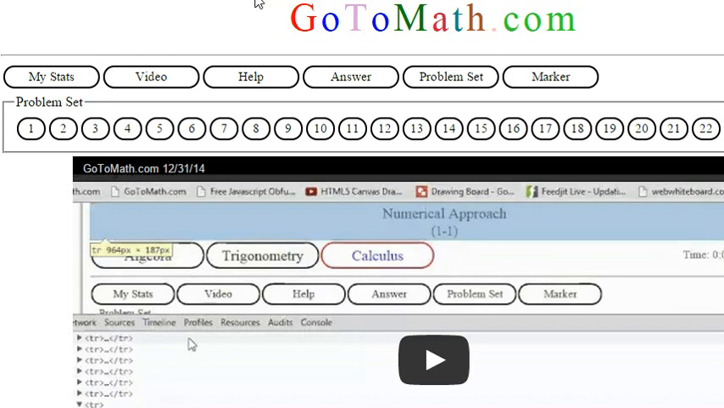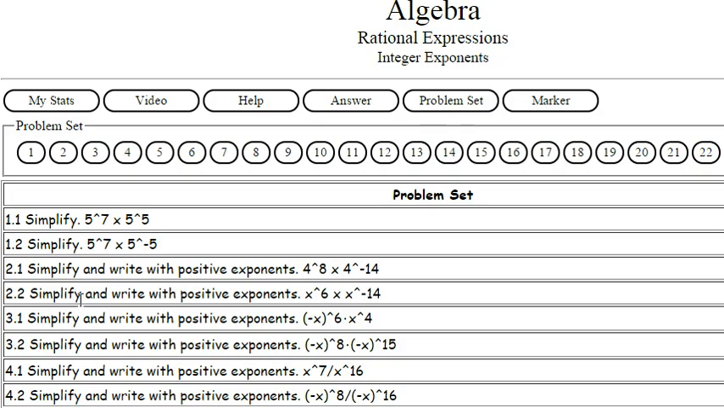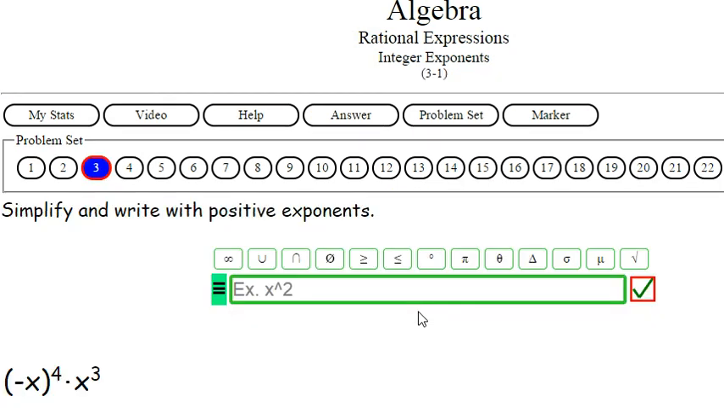Hey, we're over here at go-to-math.com. Click on the algebra, go down to integer exponents, and we're looking at 3.1, it looks like.